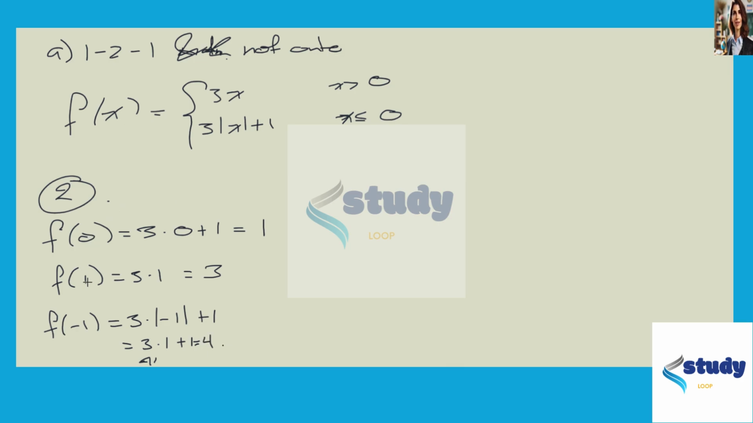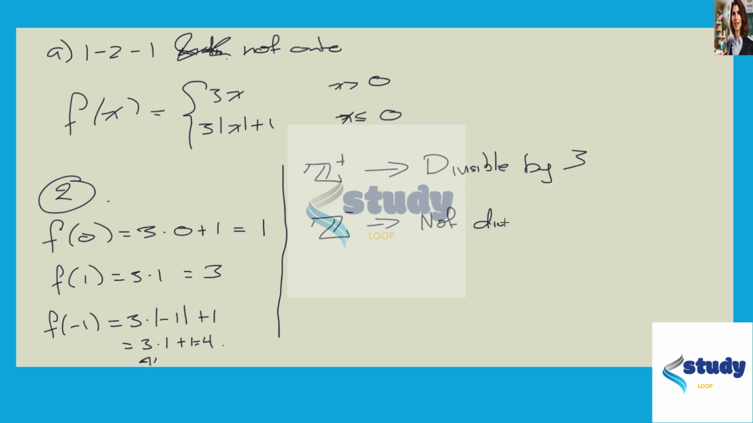If you keep on increasing these integers though, what you'll see is that these numbers get further and further away from 2. So therefore this is not an onto function. To prove that it's 1-to-1 though, it's 1-to-1 because the positive integers are mapped to being divisible by 3, while the negative integers are mapped to not being divisible by 3. So because this mapping is unique, it's 1-to-1.